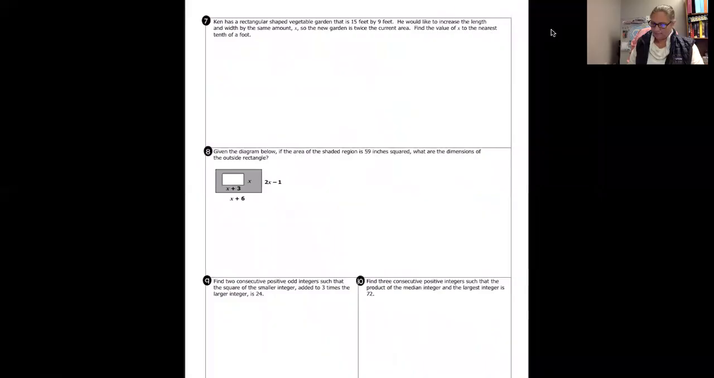Taking a look at problem number 8, given the diagram below, if the area of the shaded region is 59 inches squared, what are the dimensions of the outside rectangle? So the outside rectangle is what we're looking at here. So we're going to do area equals length times width of the outside minus area equals length times width of the inside. And then we know that the area of the shaded is 59. So we have (x plus 6) times (2x minus 1) minus x times (x plus 3) is equal to 59.